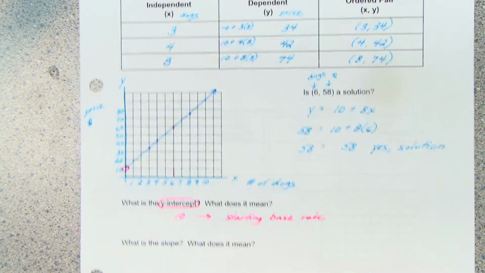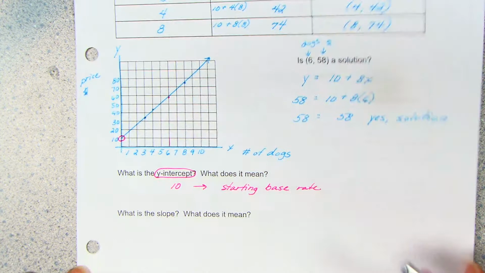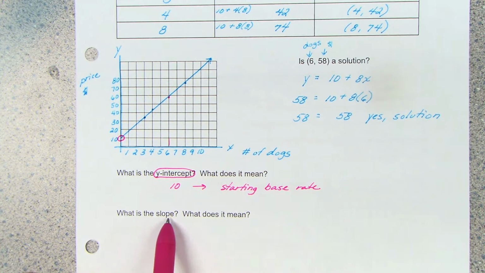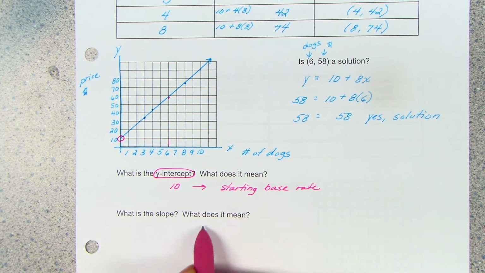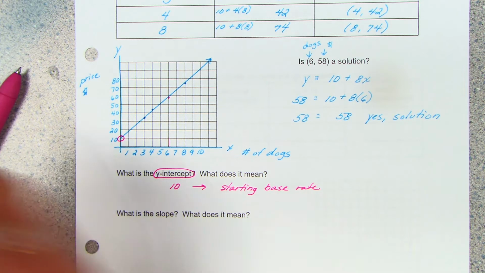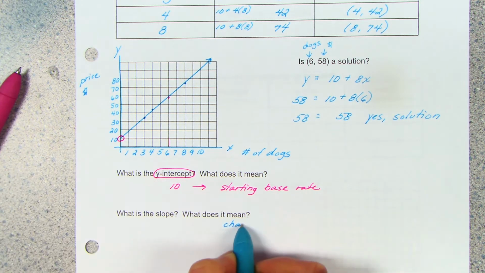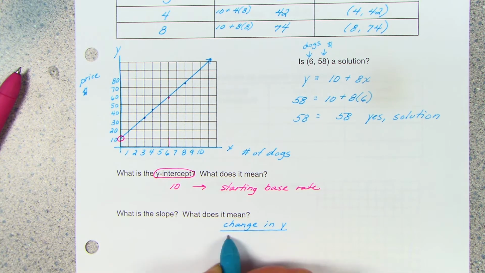Right? The slope is the change in the y over the change in the x.